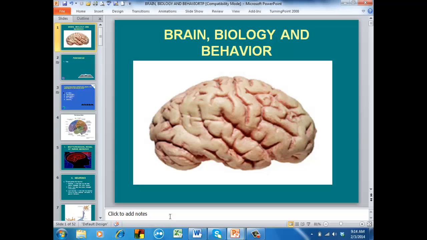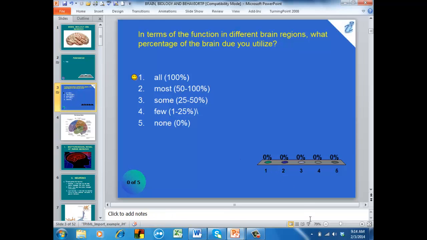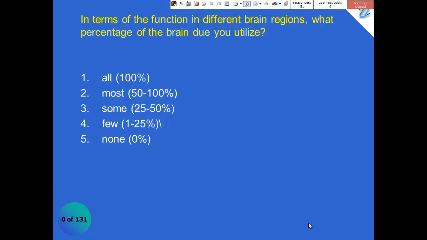So what we want to do in this chapter is talk about how this old brain works and just where the seat of your consciousness might be. This is not a question for a point. This is just an opinion question.